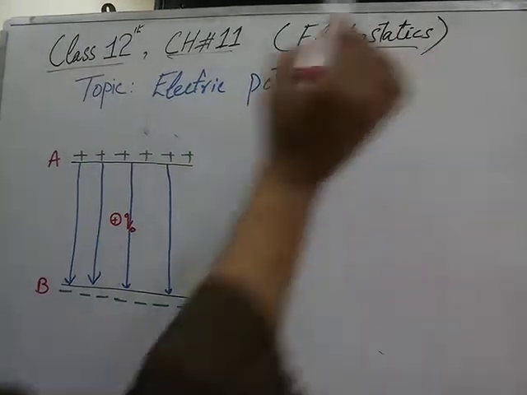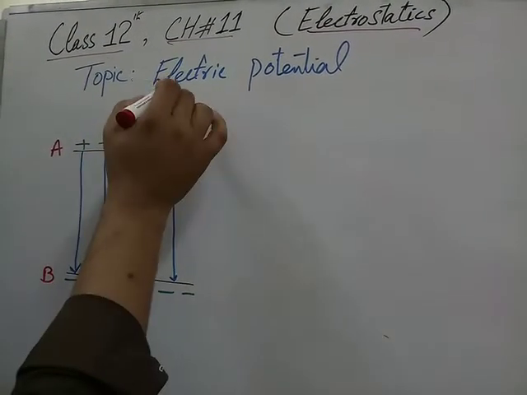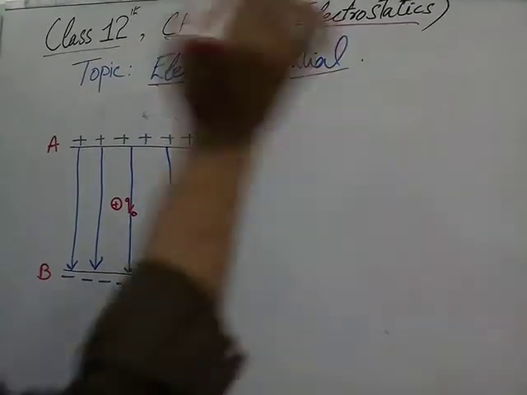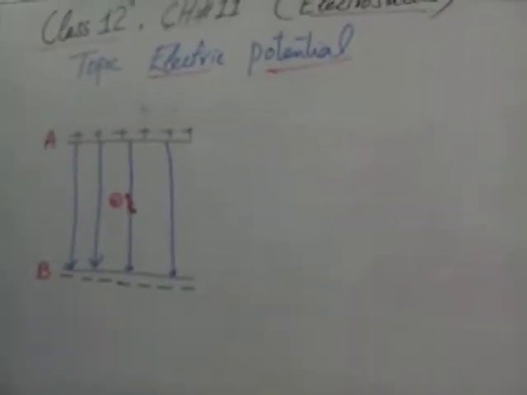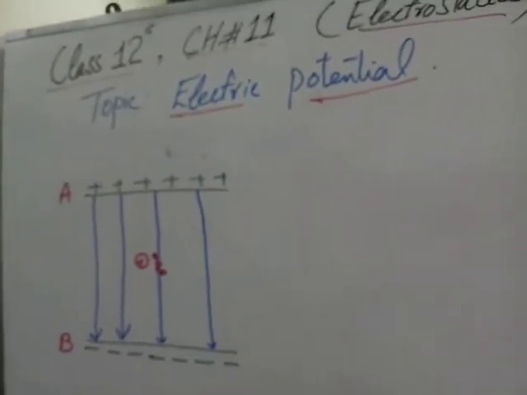Dear students, today I am going to describe class 12, chapter number 11, and the name of the chapter is electrostatics. So, today's topic is electric potential. Students, this is a very important topic in your second year physics.